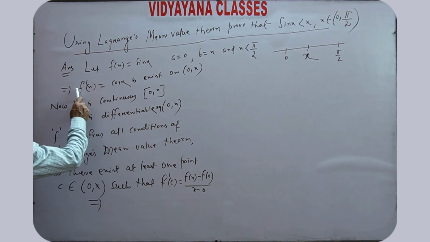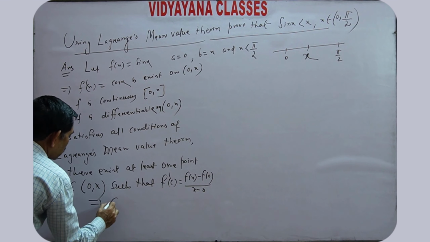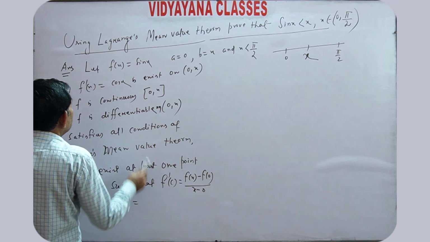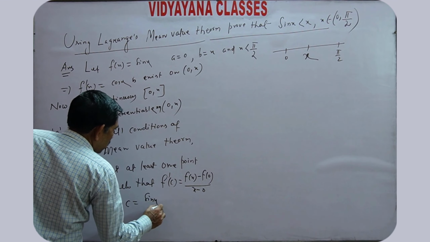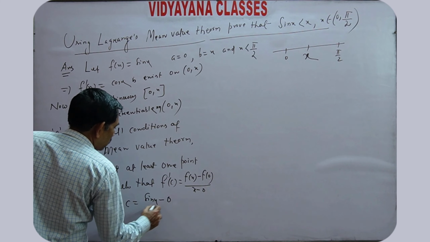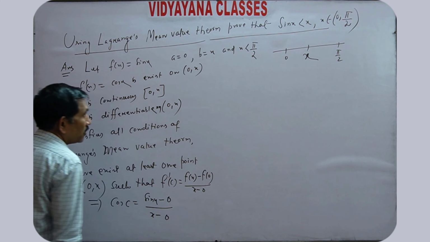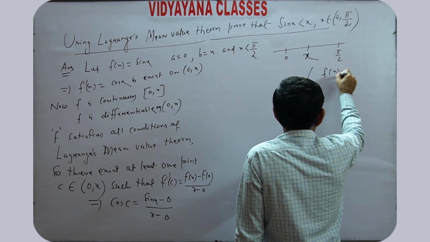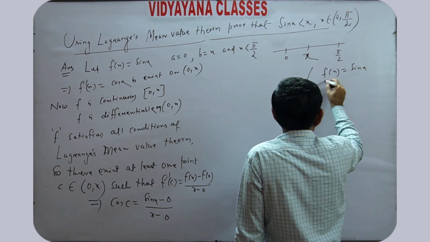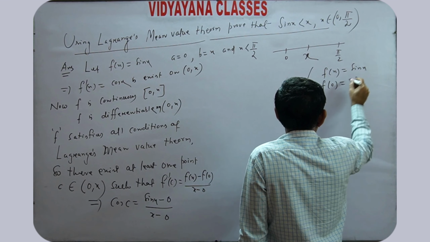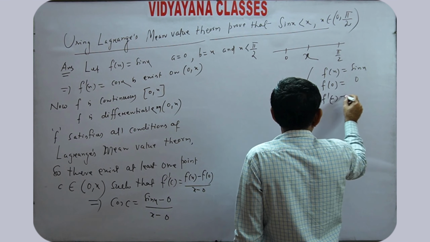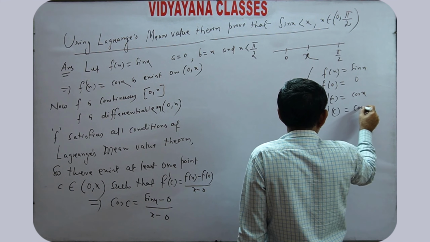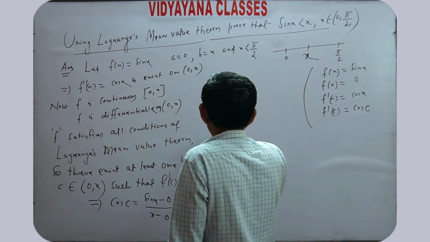f'(c), f(x) equal to cos x, so f'(c) equals cos c. Now f(x) means sin x, f(0) means 0, divided by x minus 0. So f(x) is equal to sin x, f(0) is equal to 0, f'(x) is equal to cos x, and f'(c) is equal to cos c. Clear?